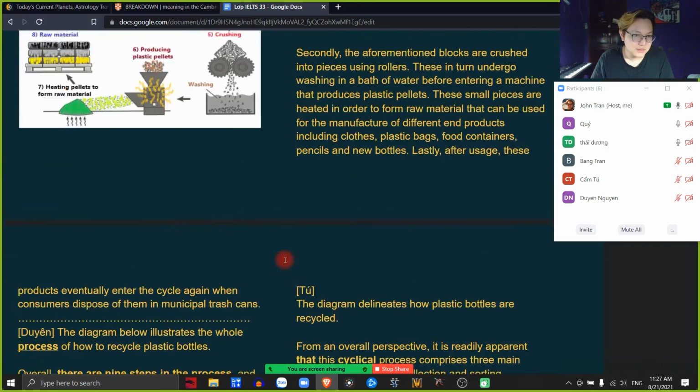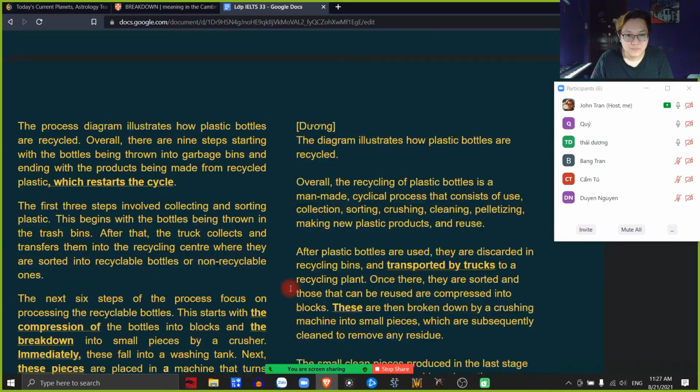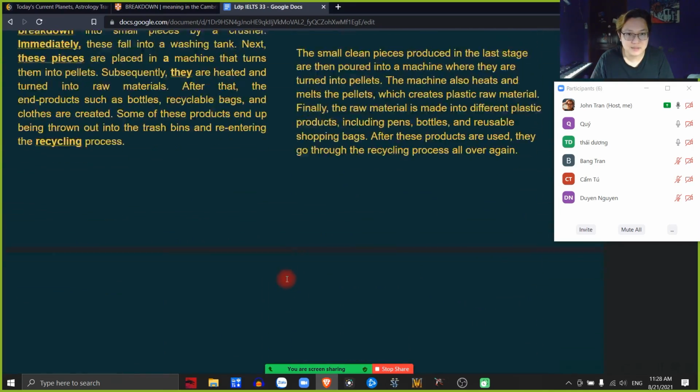Wait a moment. They say the machine produces plastic pellets, and then step 7 involves heating pellets to form raw materials. Cẩn thận nha, cái máy này nó không có heat cái pellets này để tạo thành những cái vật liệu thô đâu, mà các bạn cẩn thận nhìn bên dưới nè, nó được heat bởi một cái khác nha. Be careful, this machine does not heat pellets. It only produces plastic pellets. Here you need another machine to do the heating. See, that's where you make a mistake.